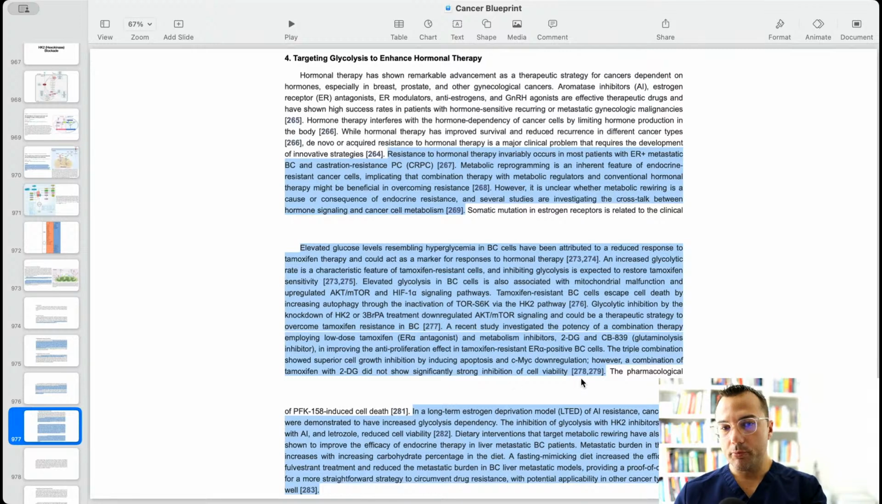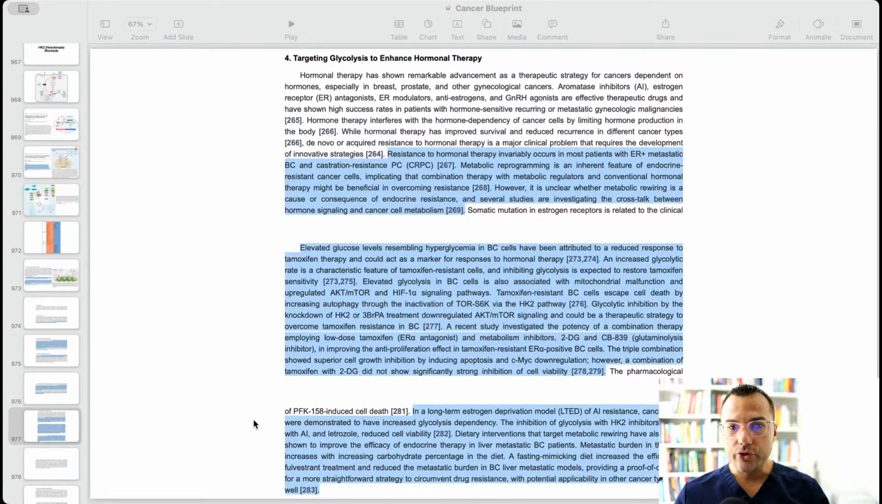The triple combination of a glucose inhibitor, 2DG, with a glutamine inhibitor, CB839, plus tamoxifen is what showed the best effects. Now, I would argue that the best effects would be shown by probably an oxidative therapy such as IV vitamin C or HBOT or something like that, or maybe photodynamic therapy. But I'll digress. It's not talking about this in this paper.